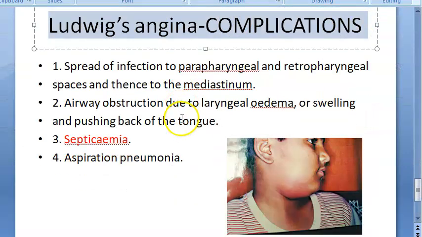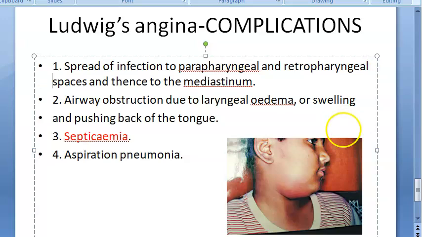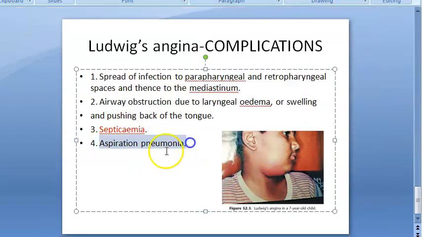Then what are the complications if you don't do anything? Spread of infection will happen to the parapharyngeal, retropharyngeal spaces and then to the mediastinum. This is standard for any deep neck space infection, guys. So behind the pharynx, retropharyngeal space, and on either side of the pharynx, parapharyngeal space, you can have infection. Airway obstruction due to laryngeal edema can be there, or because of the tongue. Septicemia, because of all this bacteria entering the blood. Pneumonia can happen. Aspiration pneumonia.